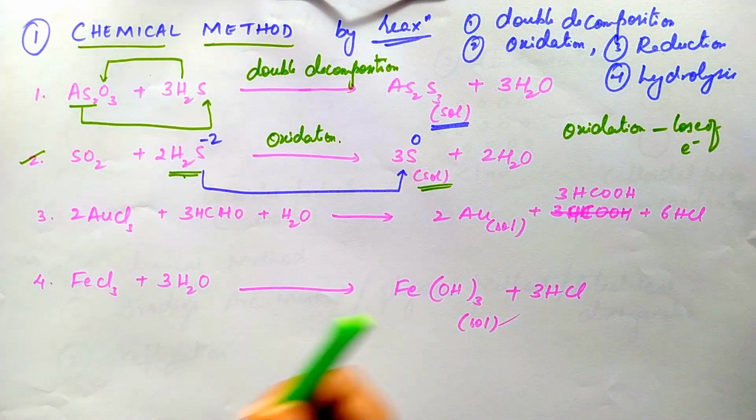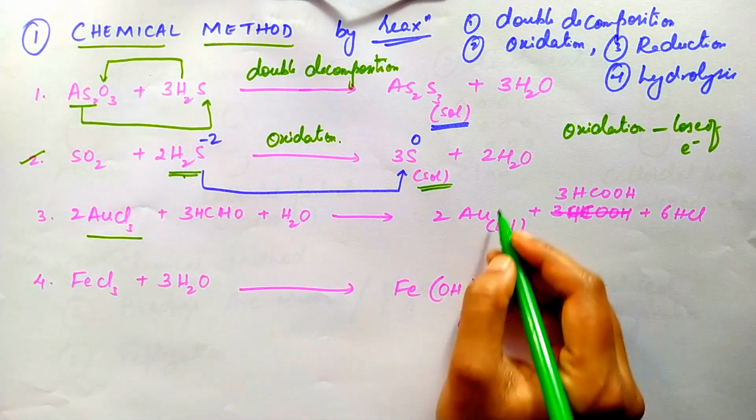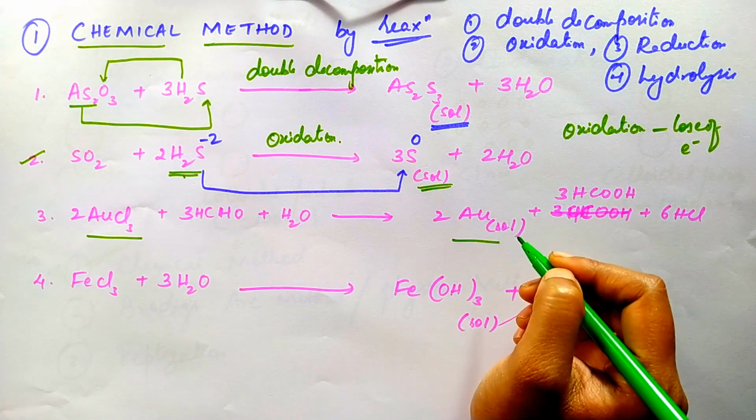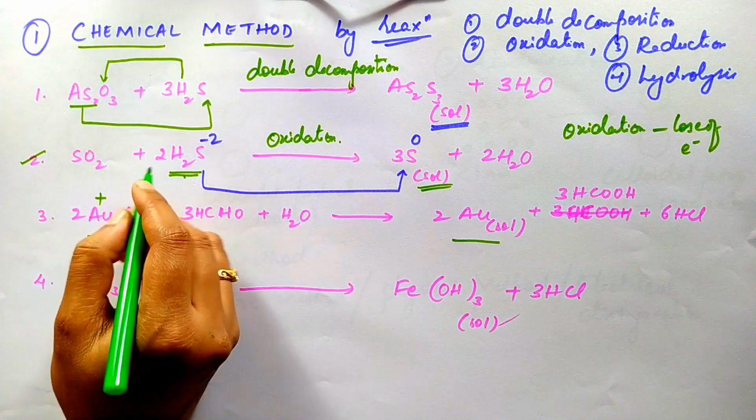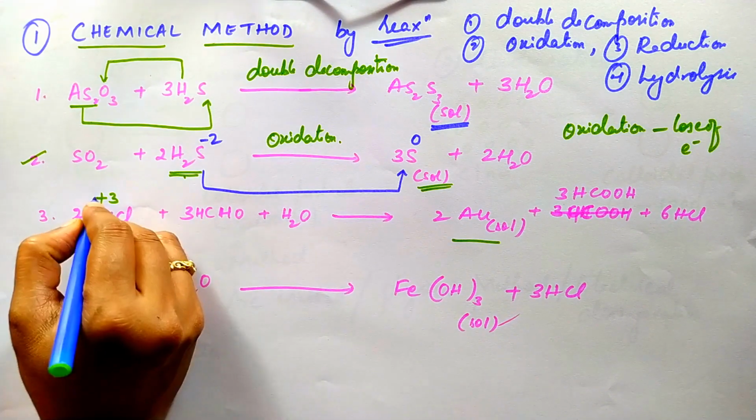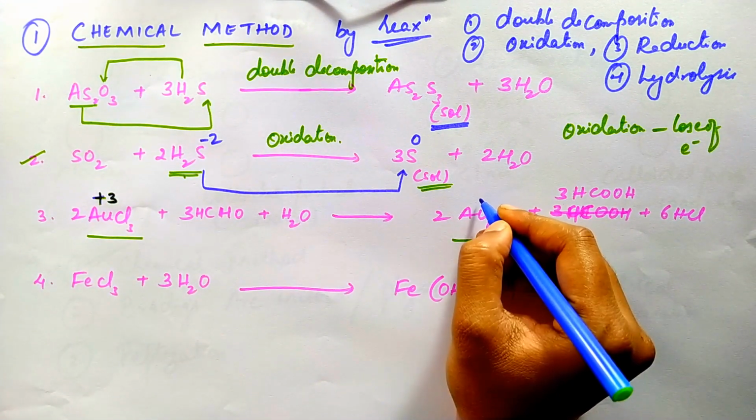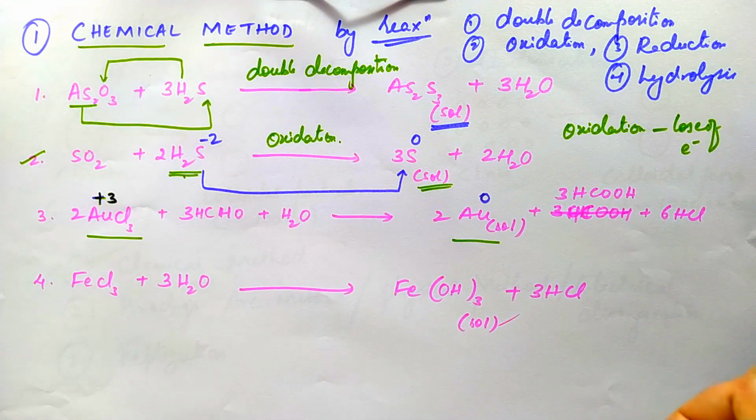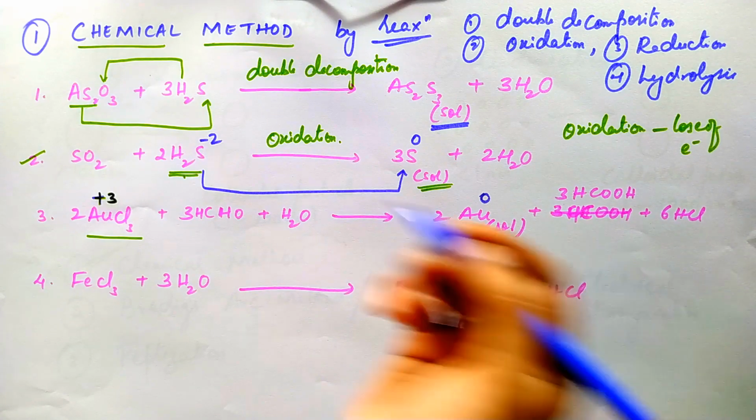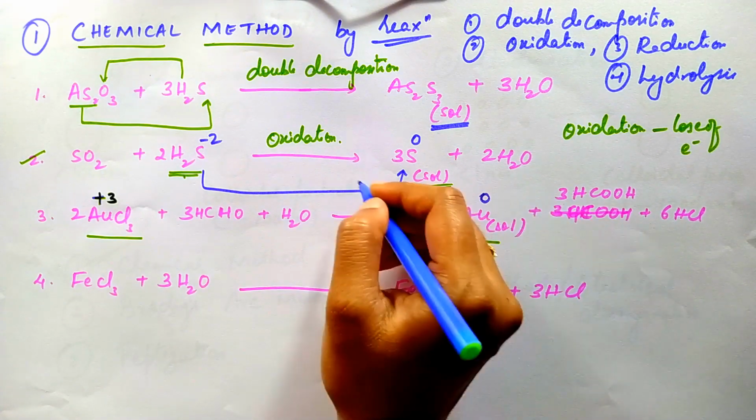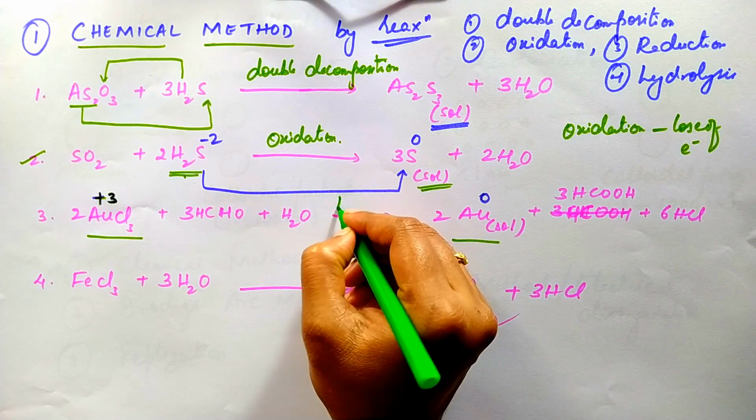And the next method is AuCl3 converted into Au. Look at this, the oxidation state of Au here is +3, and here Au is 0. So, what does it indicate? The +3 to 0. Here the reduction takes place.